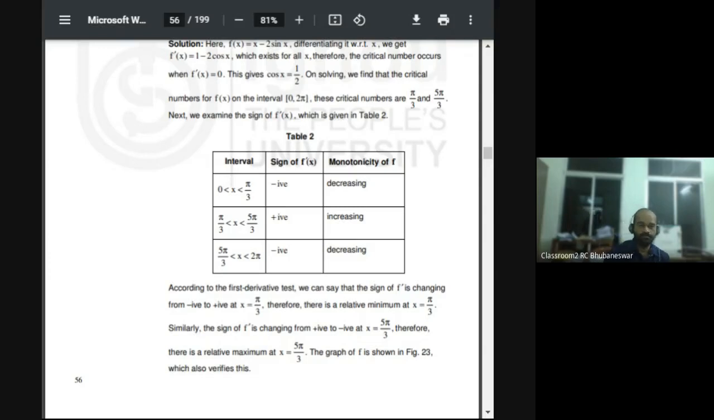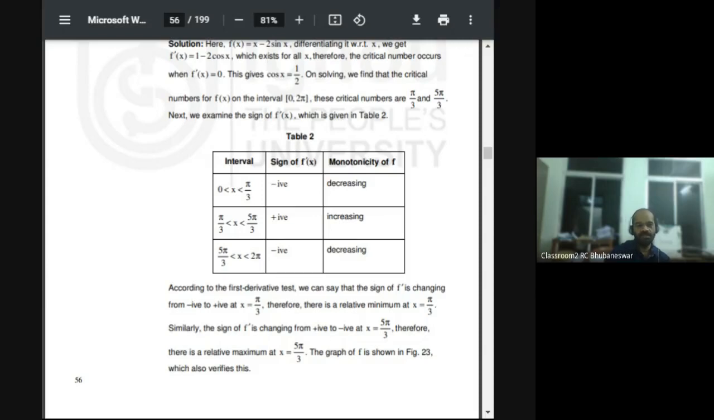Now look at the other side. Here, on the other side of the point pi by 3, the interval is pi by 3 to 5 pi by 3, an open interval. If we choose any value between this interval and substitute it in f dash x, the first derivative, we will get a positive value. That means it is the increasing sign of the function.